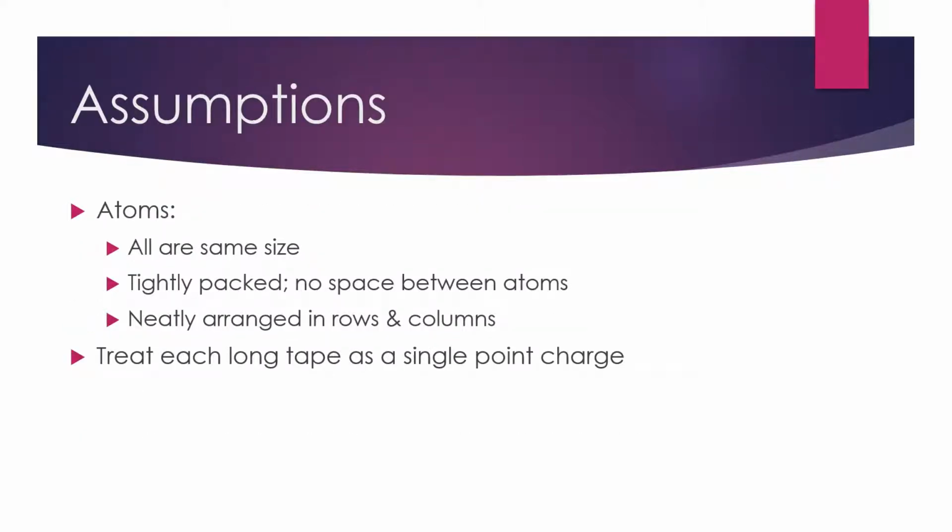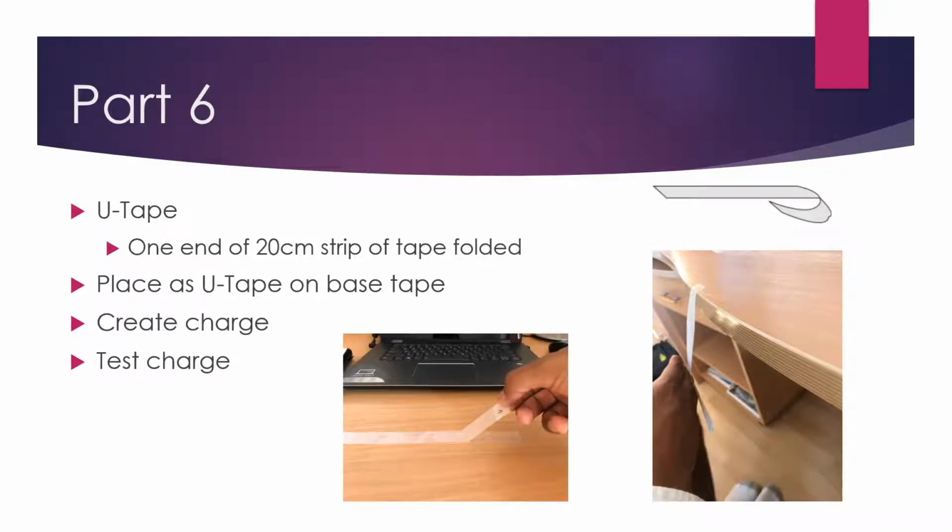Some assumptions that we use for this lab regarding atoms are that they are all the same size, tightly packed, which means there's no space between atoms, and they are neatly arranged in rows and columns. Also, we treated each strip of long tape as a single point charge. For part 6, we started off by making a few U-tapes. As you can see on the top right, that's how it's formed, and each one was 20 centimeters long.